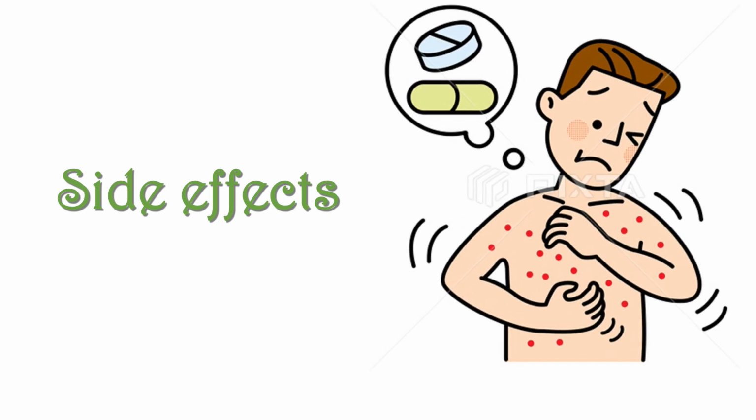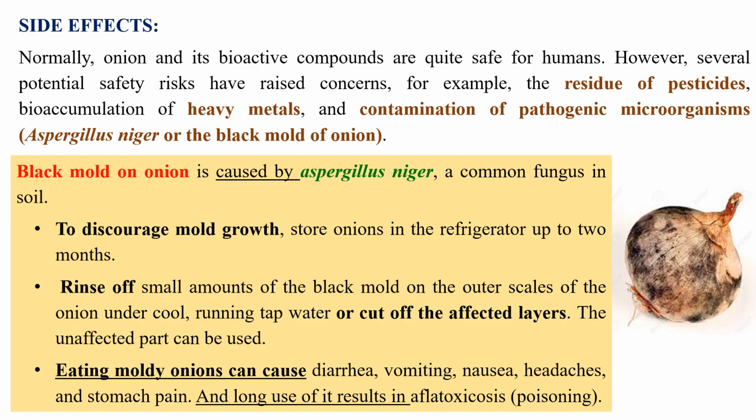Side effects: normally, onions and its bioactive compounds are quite safe for humans. However, several potential safety risks have raised concerns. For example, the residue of pesticides, the accumulation of heavy metals, and the contamination by pathogenic microorganisms.